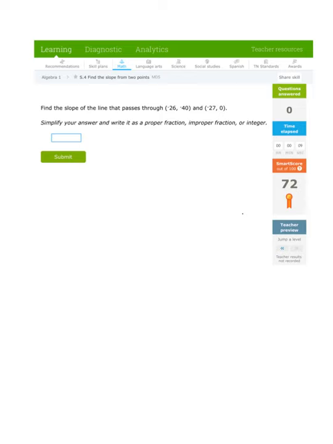Let's do one more example. I'm going to write my formula over here so we remember it. y sub 2 minus y sub 1 over x sub 2 minus x sub 1. And I don't have to rewrite the ordered pairs every time. I can go up here and write, okay, that's my x, that's my y, that's my x, that's my y. And I'm going to make these my ones and these my twos.